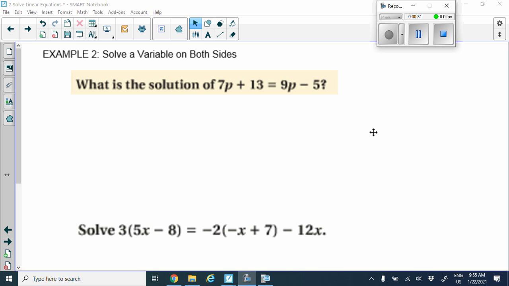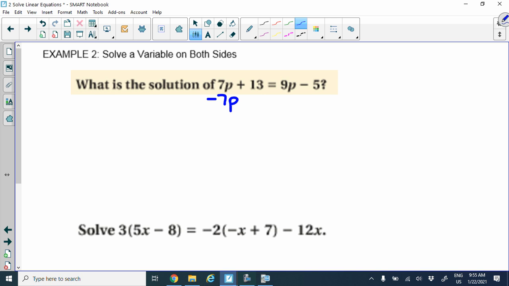So what I'm going to do here first is I notice I have 7p and 9p. Well, I'm going to move the 7p to the other side by subtracting. So remember, if the number is positive, you make it negative to move it to the other side. Now, when I do that, I'm left with 13 equals, I do 9p minus 7p because they are like terms. That gives me 2p minus 5.